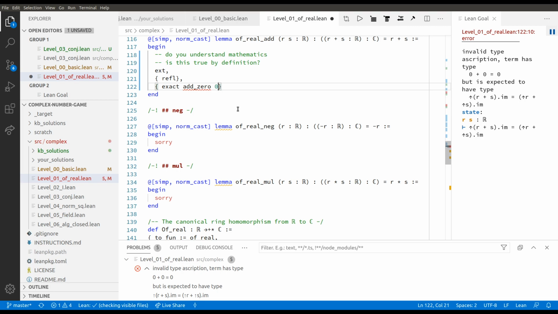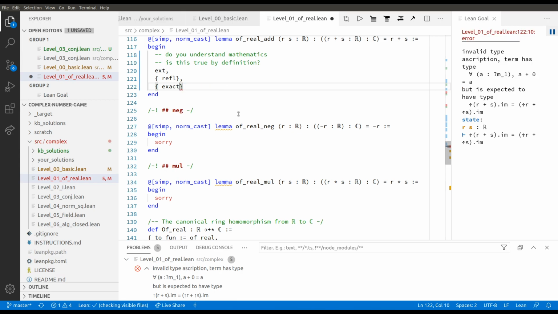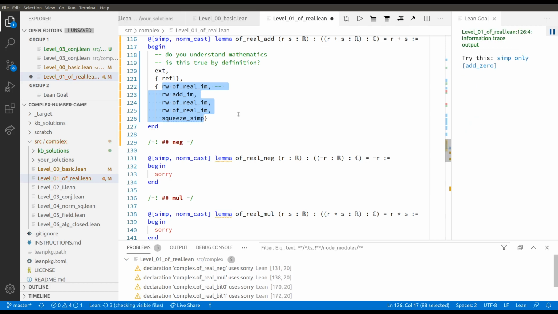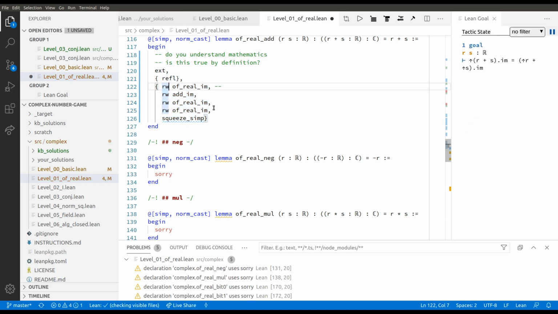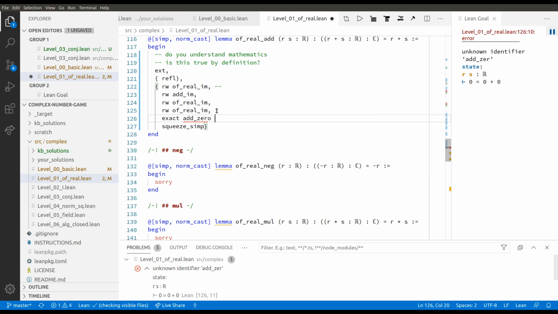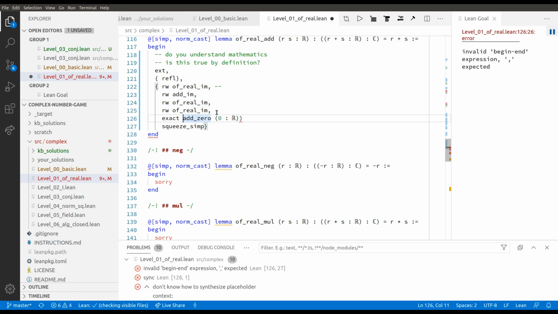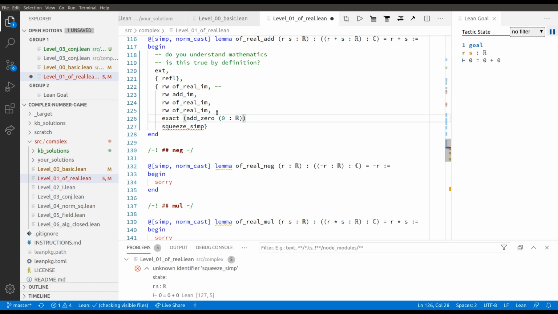Oh, we can't do that. Oh, it's the other way. What have I just done? Let me go back. 0 equals 0 plus 0. So it's exact add 0, 0, add 0, the real number 0. But it's not that. It is this, but the other way around. Oops. There.